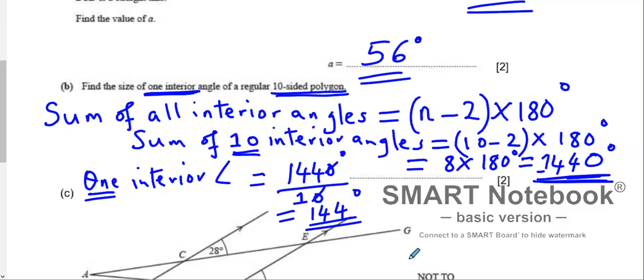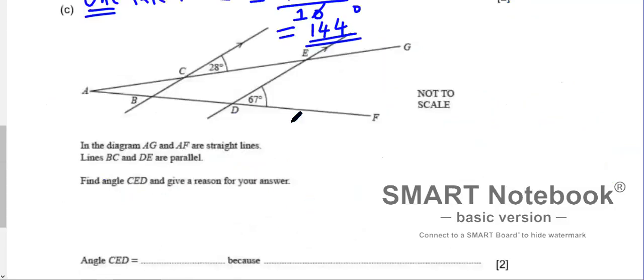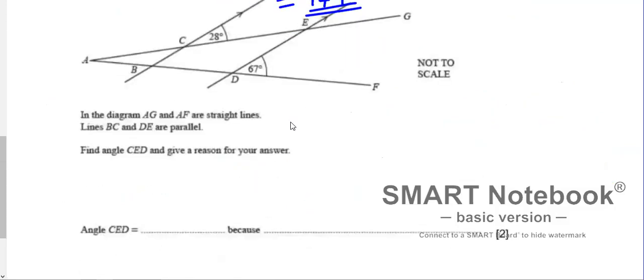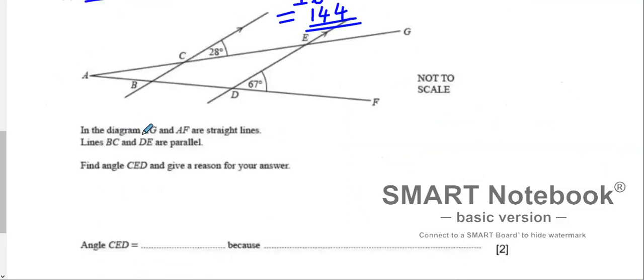All right, I hope that is clear. Let's go to this question here. The question says, in this diagram we can see here, AG and AF are straight lines, okay? Lines BC and DE are parallel, okay?